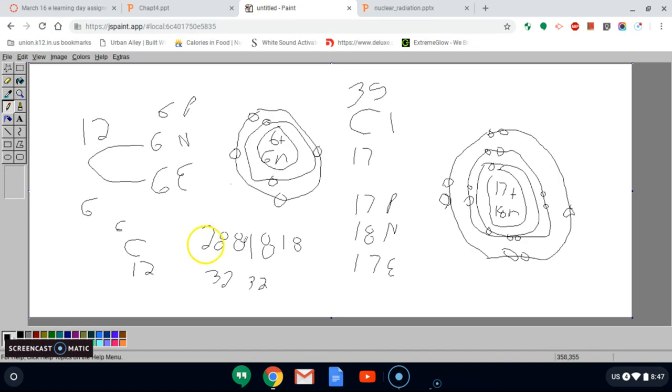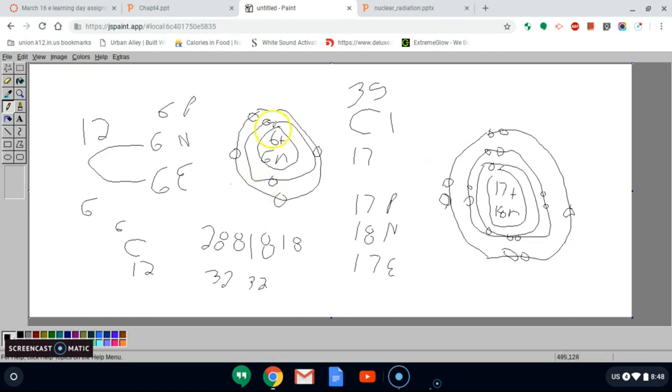But I always fill low to high. 2 in the first, 1, 2. Now, I can fit 8 in this second one, but I only need 6 total. I've already had 2 here. I put 4 more here. All right, gives me my 6 electrons on the outside. So this is what an atom of carbon will look like always.